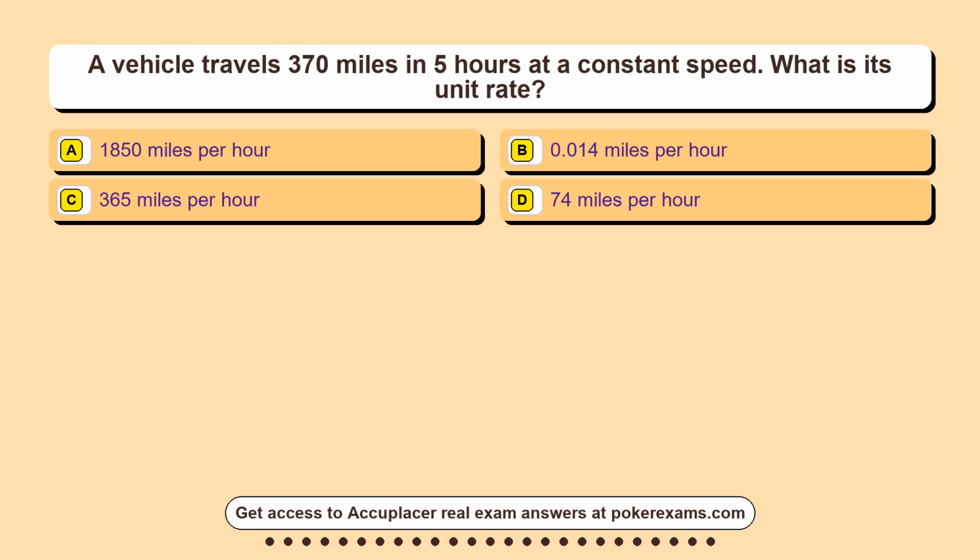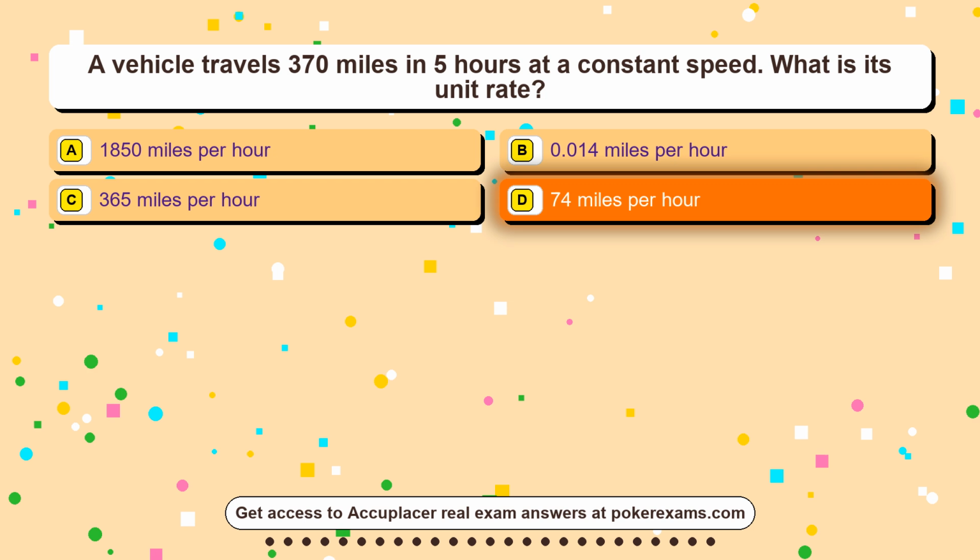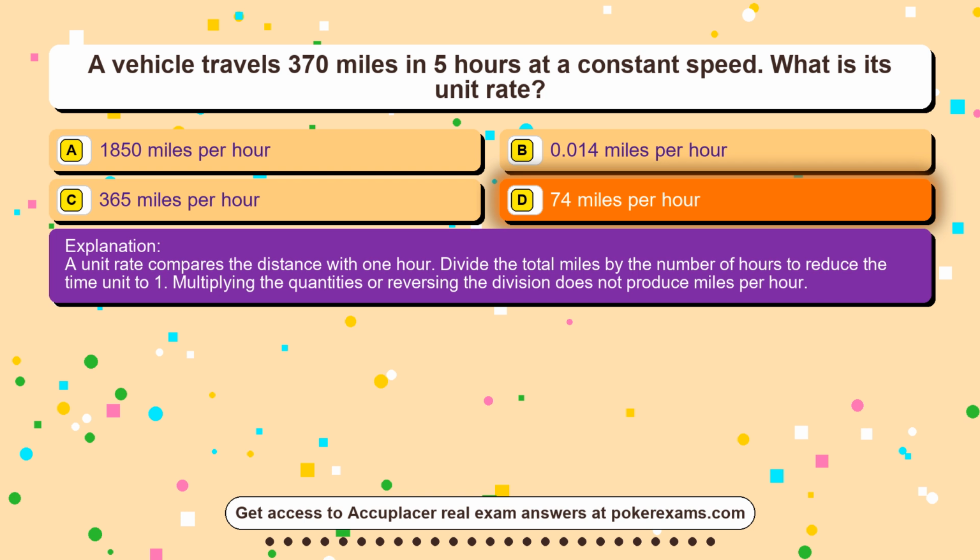Question 10. A vehicle travels 370 miles in 5 hours at a constant speed. What is its unit rate? Option A, 1,850 miles per hour. Option B, 0.014 miles per hour. Option C, 365 miles per hour. Option D, 74 miles per hour. The correct answer is option D, 74 miles per hour. A unit rate compares the distance with 1 hour. Divide the total miles by the number of hours to reduce the time unit to 1. Multiplying the quantities or reversing the division does not produce miles per hour.